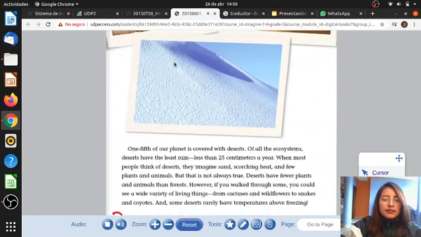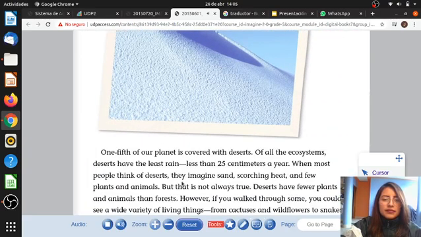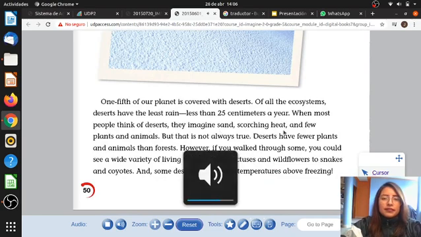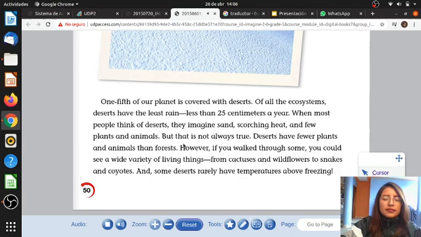One fifth of our planet is covered with deserts. Of all the ecosystems, deserts have the least rain, less than 25 centimeters a year. When most people think of deserts, they imagine sand, scorching heat, and few plants and animals. But that is not always true. Deserts have fewer plants and animals than forests. However, if you walk through some, you could see a wide variety of living things, from cactuses and wildflowers to snakes and coyotes. And some deserts rarely have temperatures above freezing.